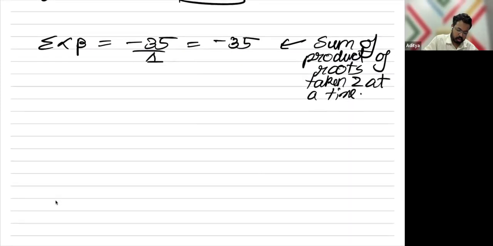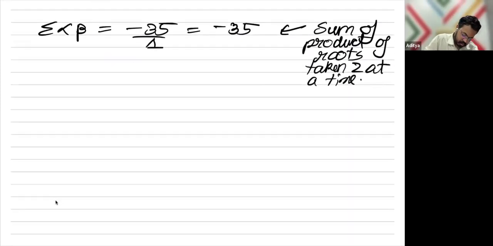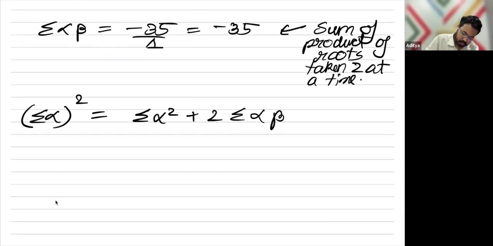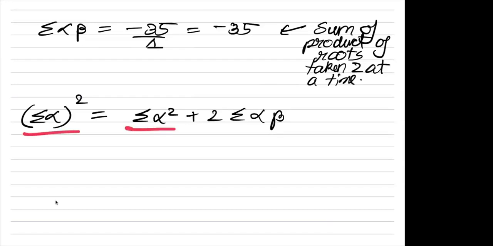Okay, so I'll write a particular formula. Try to reason why that is correct. Summation alpha, the whole square, is equal to sum of alpha square plus 2 summation alpha beta. Do you agree that this is correct?